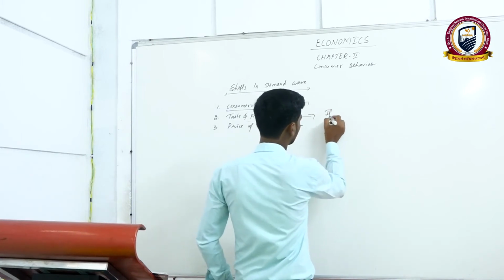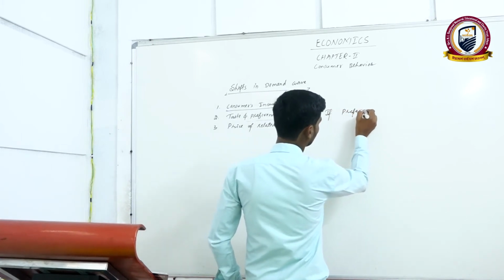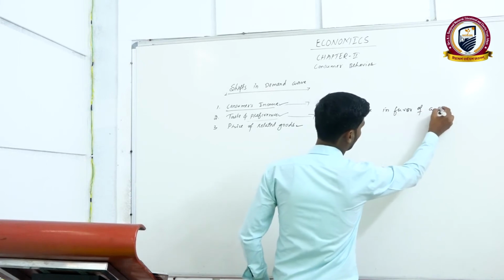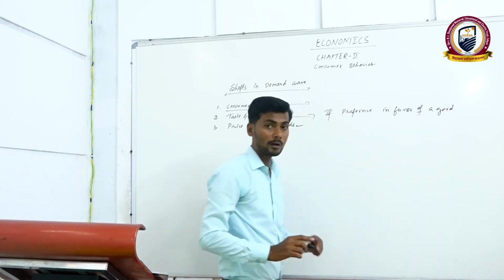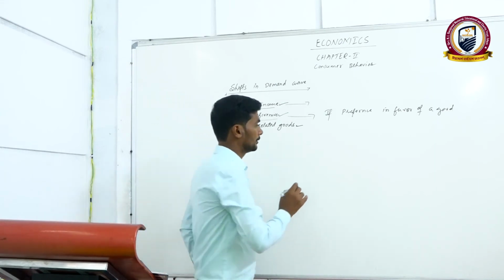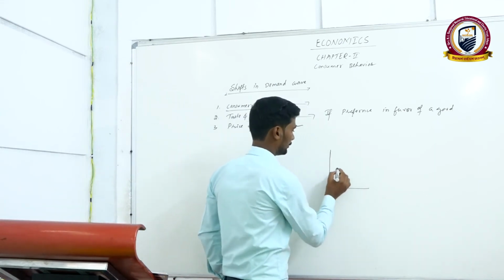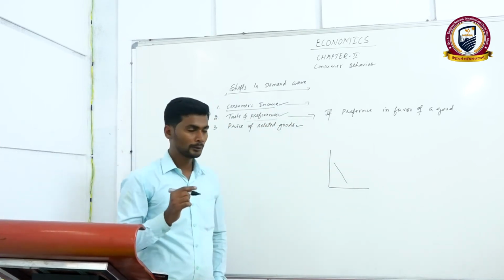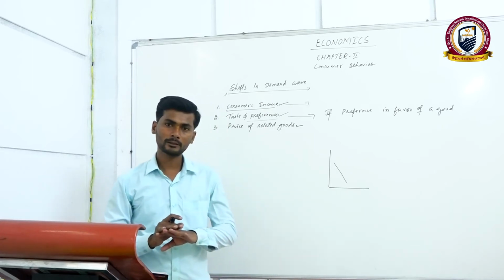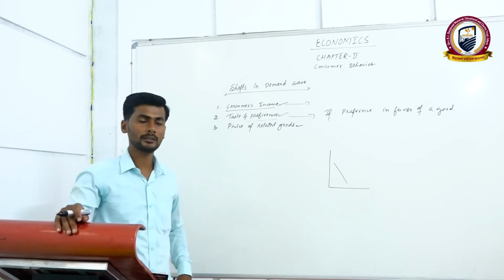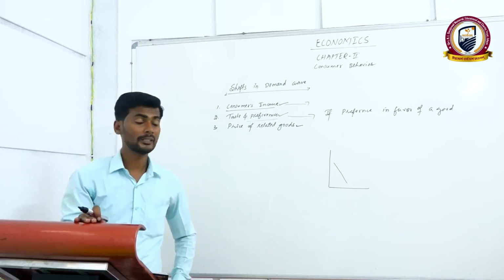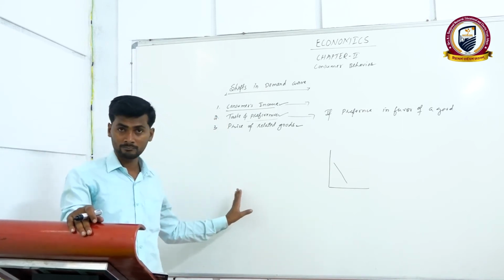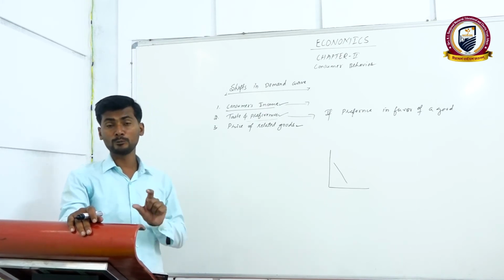If preference is in favor of a good, then the demand curve will shift upwards. I will show how. So this is the initial demand curve. Now we are not taking into consideration price or income. We are taking into consideration just taste and preferences. Whatever may be the price, whatever may be the income, the consumer has a preference.